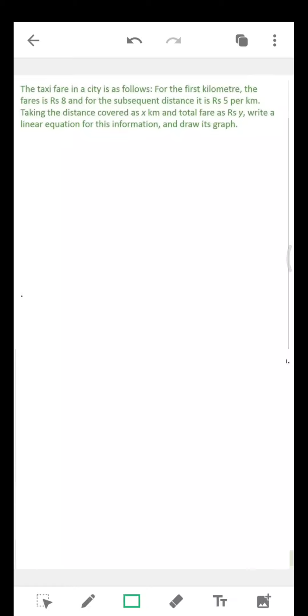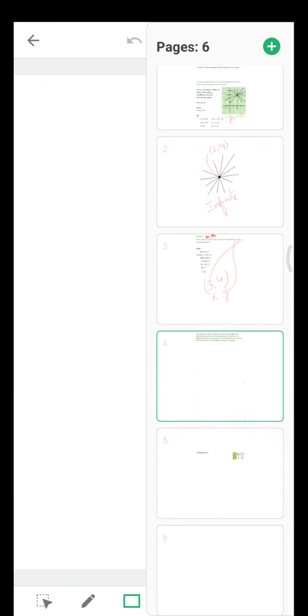So the question says the taxi fare in a city is as follows. For the first kilometer the fare is rupees 8 and for the subsequent distance it is rupees 5. Okay, for the first kilometer it is rupees 8 and for subsequent it is rupees 5. So let's see an example. What is this concept about?